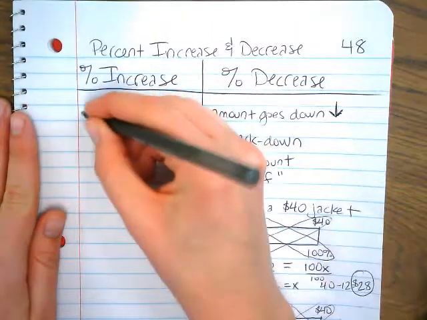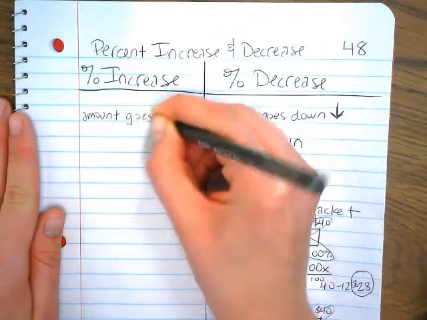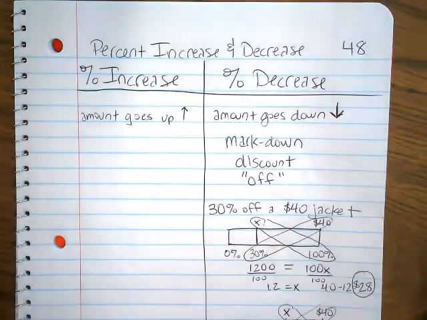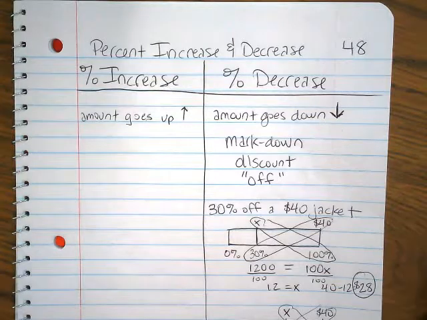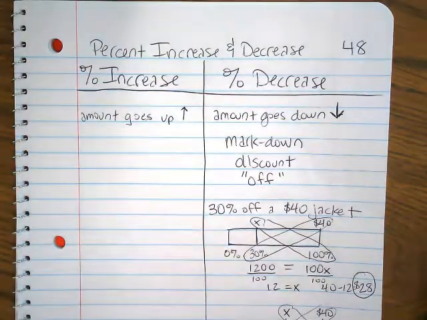So in this case, our amount goes up. For this, we could be talking about any amount that increases. If I used to have 20 students and now I have 24 students in a class, I could figure out what was the percent increase because the amount was going up.